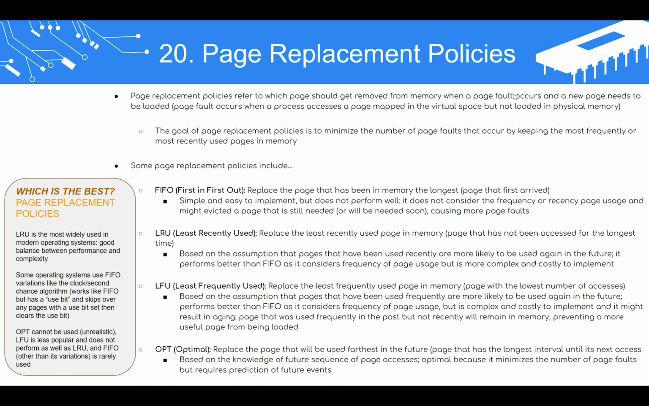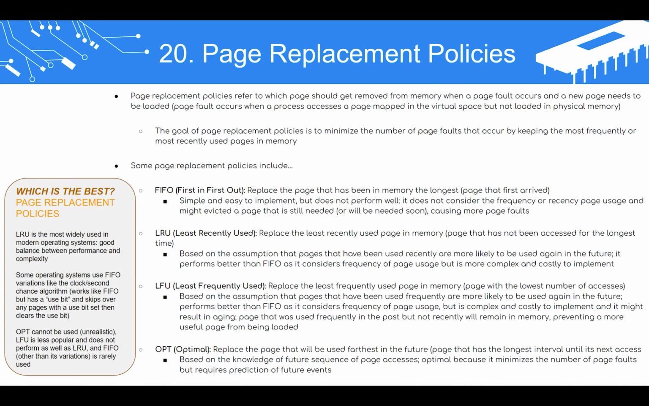Page replacement policies refer to how a page should get removed from memory when a page fault occurs and a new page needs to be loaded. A page fault occurs when a process attempts to access a page that is mapped in the virtual memory space but is not loaded in physical memory. The general goal of the page replacement policies is to minimize the number of page faults that occur by keeping the most frequently used or most recently used pages in memory.